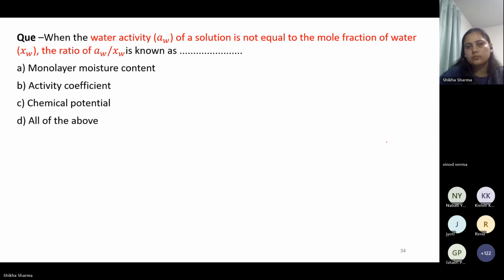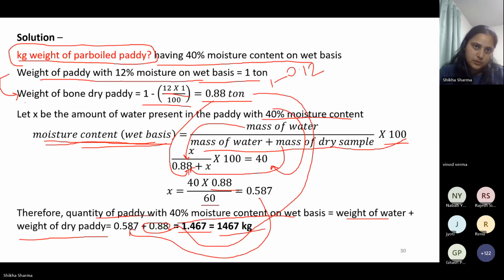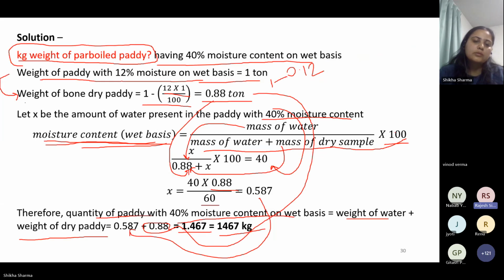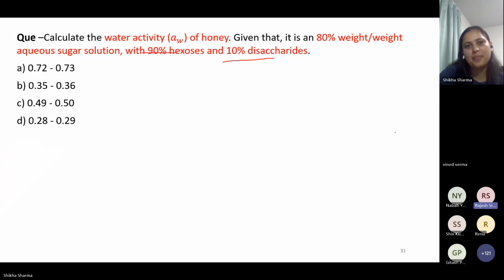Hello. Yes, ma'am. The slide with the answer got missed, could you please show it once again? Should I explain the solution? Only the answer, ma'am, the solution I had seen, that part was missed. Okay. Ma'am, will you share this PDF with us or not? Yes, I will be sharing the PDF, so no need to click pictures of the slide. Okay. Thank you, ma'am.